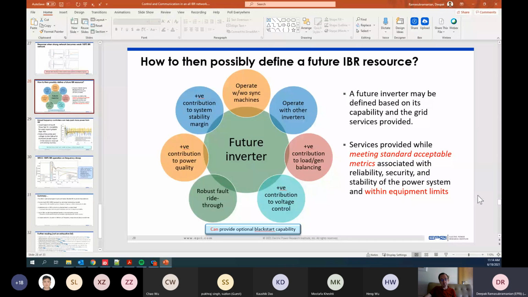So just saying grid forming to a vendor doesn't necessarily mean that the vendor has the same perception of grid forming as you have. So it's better to explain what you mean by grid forming, and also better that the vendor explains what they mean by grid forming in terms of the services that they can provide to the network.